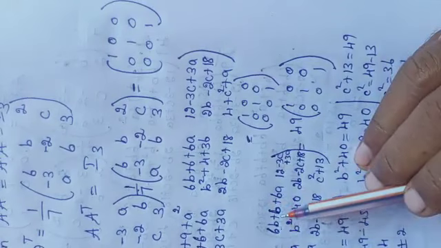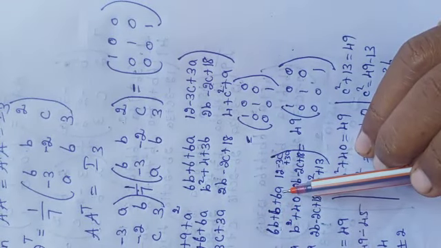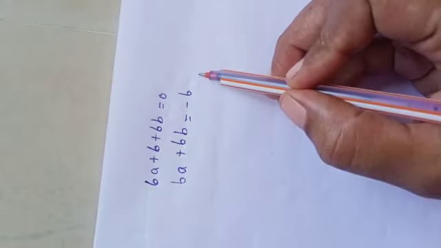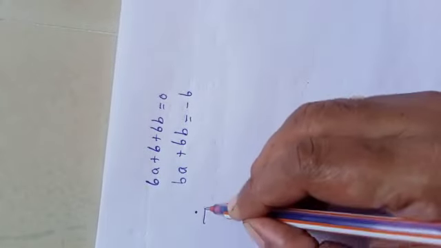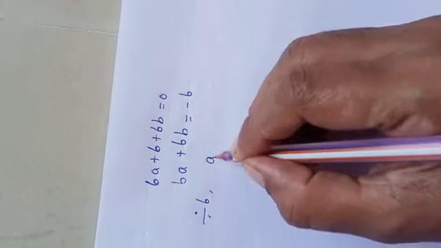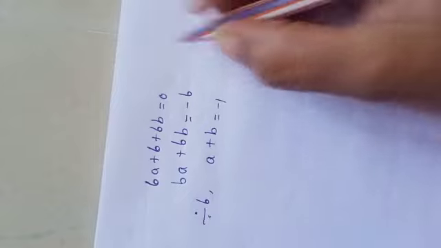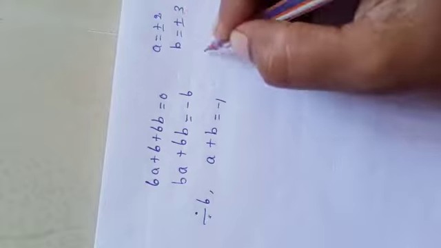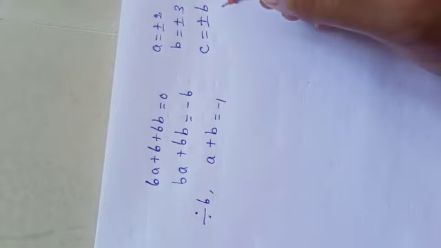See here, 6B plus 6 plus 6A. In this we can substitute and check it. 6B plus 6 plus 6A equal to 0, or 6A plus 6B equal to minus 6. Since 6 is common, I am going to divide by 6. So we make it A plus B is equal to minus 1. We got A is equal to plus or minus 2, B is equal to plus or minus 3 and C is equal to plus or minus 6.